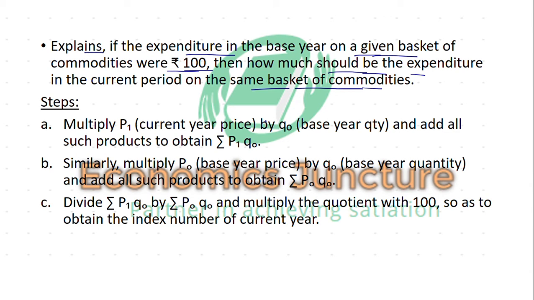So we'll now see what were the steps involved in that. It's very simple. We have to multiply the current year price by the base year quantity and add all of them to obtain the summation of P1 Q0. Similarly we do it with the base year prices and base year quantity, and add all of them to obtain the summation P0 Q0. Then we divide the summation of P1 Q0 by the summation of P0 Q0, and multiply the quotient by 100 so as to get the index number of current year.